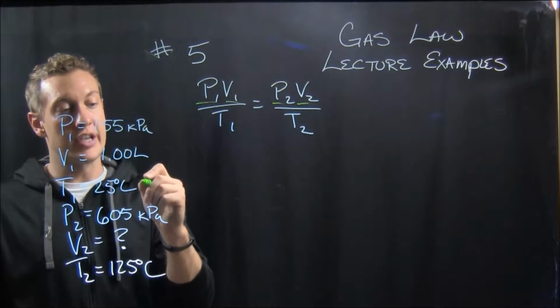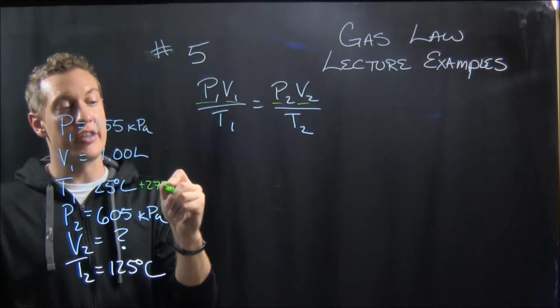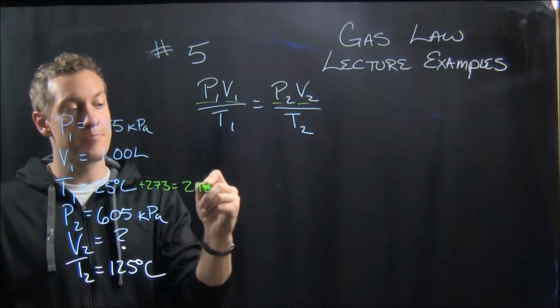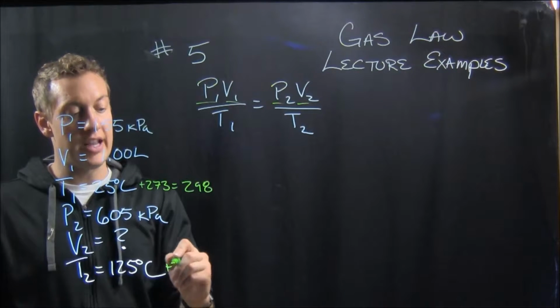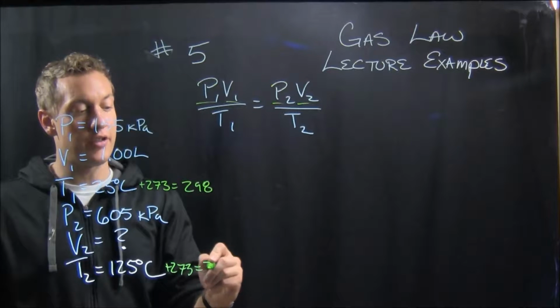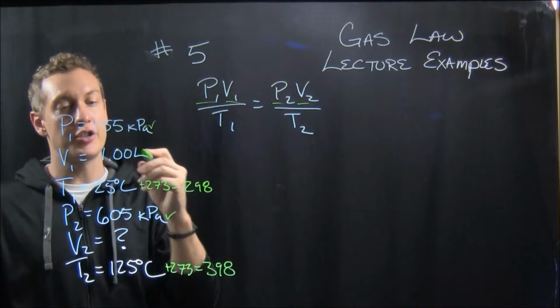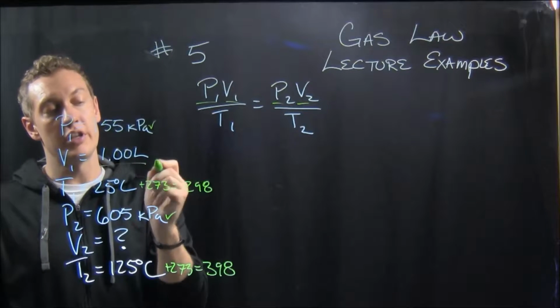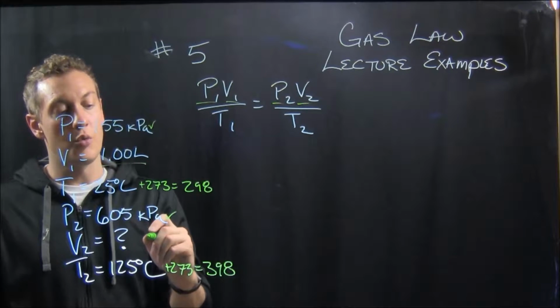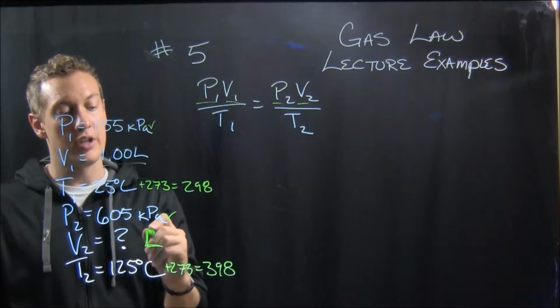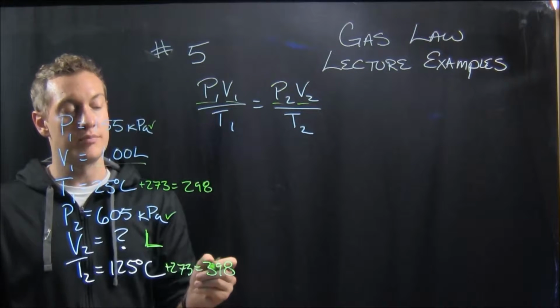So 25 degrees Celsius, you got to add 273 to that to get 298. 125, you got to add 273 to get 398. kPa, kPa, they match. Since this volume is in liters, then V2, when we solve for it, is going to come out in liters as well.